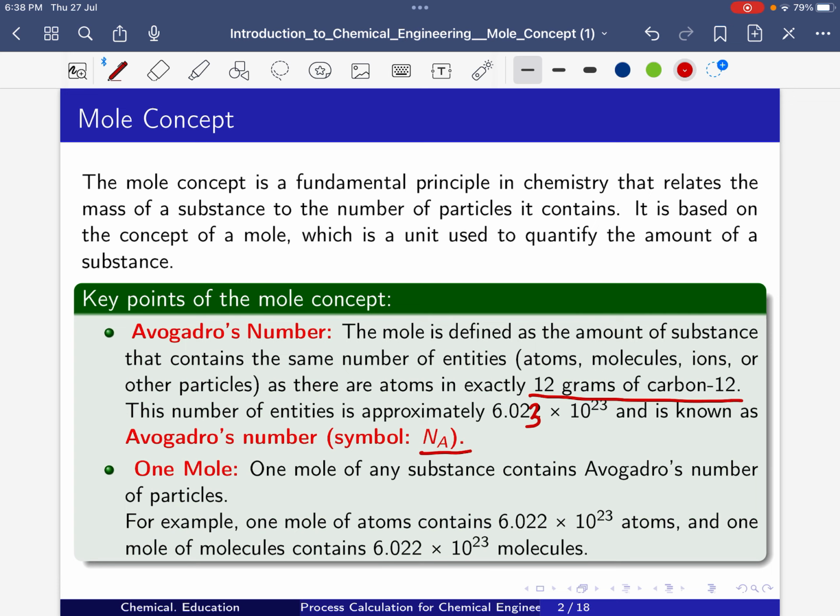Now coming to 1 mole. 1 mole of any substance contains Avogadro's number of particles. So for example, 1 mole of atoms contains 6.022 × 10^23 atoms. It means 1 mole contains this number of atoms, and 1 mole of molecules contains 6.022 × 10^23 molecules. That can be 22 or 23, you can consider either.